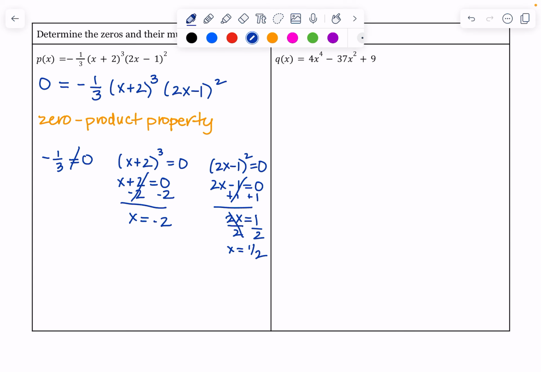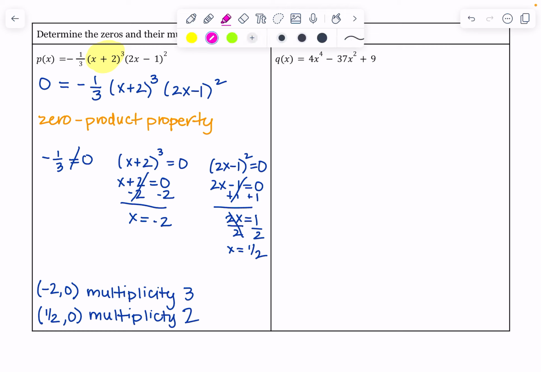So my first x-intercept is negative 2, 0. And that has multiplicity 3. And how I got that is because on this factor at the beginning, it has cubed to it. So it happens 3 times. Okay, my next x-intercept would be 1/2, 0. And this one has multiplicity 2, because up at the top, it had a squared on the parentheses.